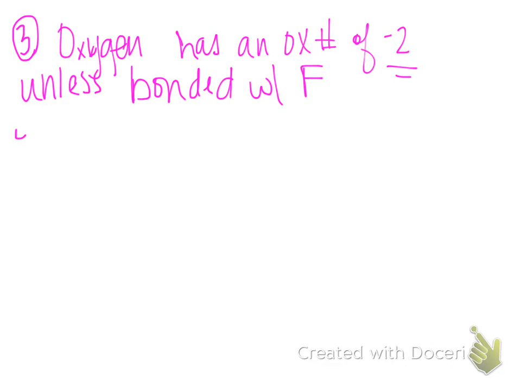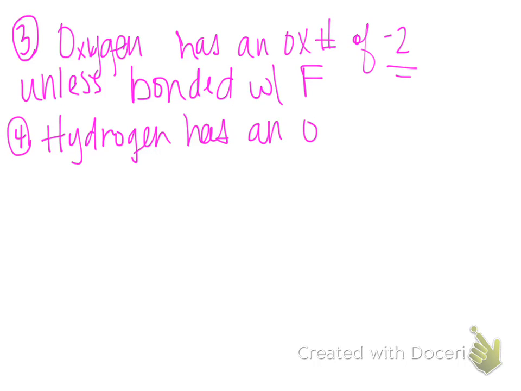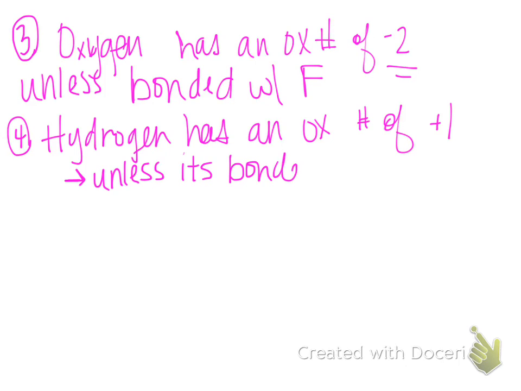Okay. Number 4. Hydrogen has an oxidation number of +1. And this is almost always true. Okay, the only exception is unless it's bonded with a metal, in which case it's -1.